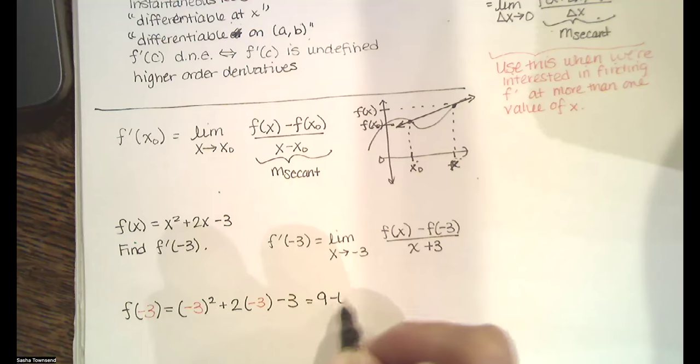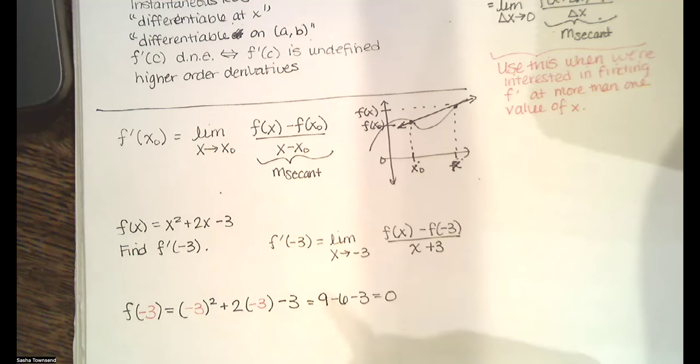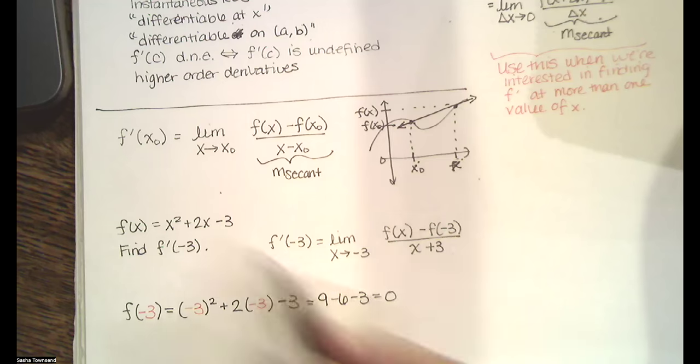So we've got 9 minus 6 minus 3, which happens to be 0. And then in the numerator, we have the function itself.